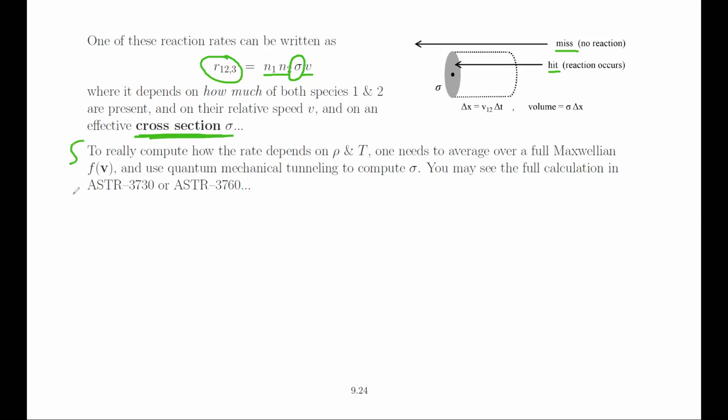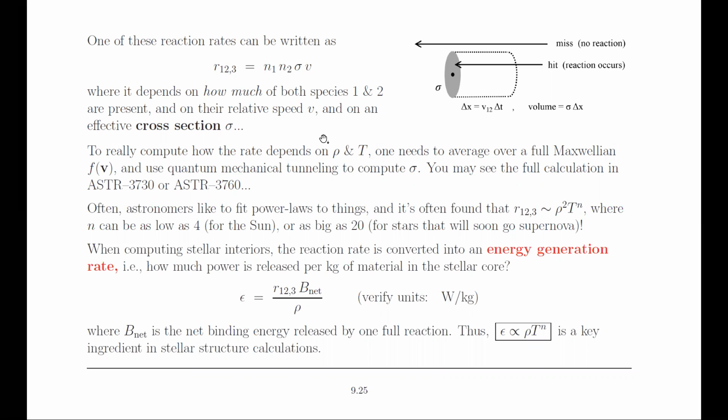There's maybe 2 or 3 other lectures worth of derivations if I wanted to go through how this gets computed as a function of, say, the temperature and the density of the material in the center of a star. You have to average over Maxwellians. You have to take into account quantum mechanical tunneling and the de Broglie wavelengths to compute the size of that cross-section. I'll try to find a good video or another place you can read about that derivation. I'll put it in the description, and you might see more about it in future astro courses, in the upper level courses. But for now, I'll just skip to the end of that calculation.